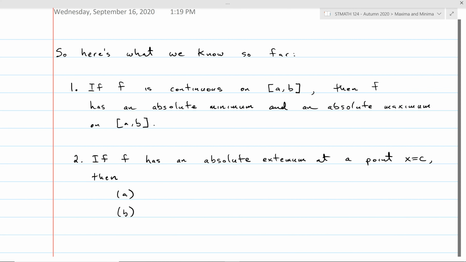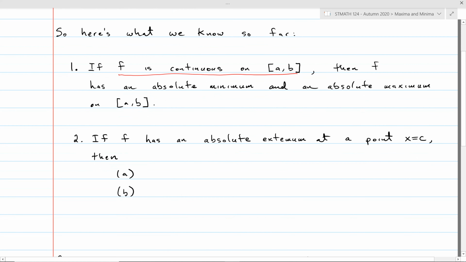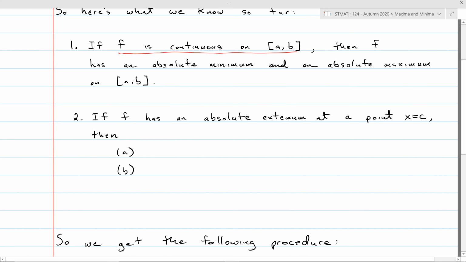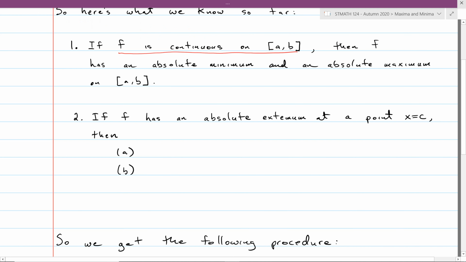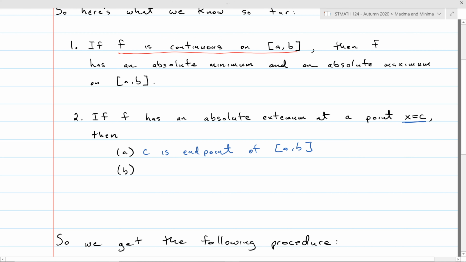So we just learned that if you've got a continuous function on a to b, then the function definitely has an absolute minimum and an absolute maximum somewhere at a point on the interval a to b. And then we also know that anytime a function has an extremum, local or absolute, then it has to happen at a couple of different places. So it's either at an endpoint. So if f has an absolute extremum at x equals c, then I know c is an endpoint of a b, or I know c is a critical point somewhere in the open interval from a to b.